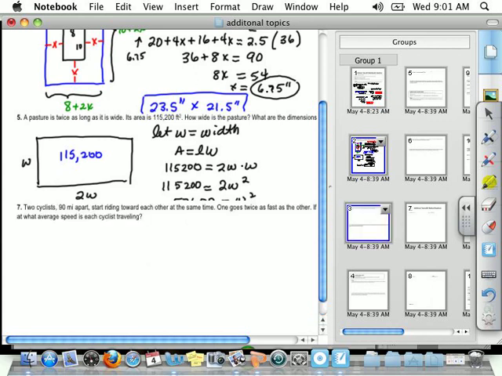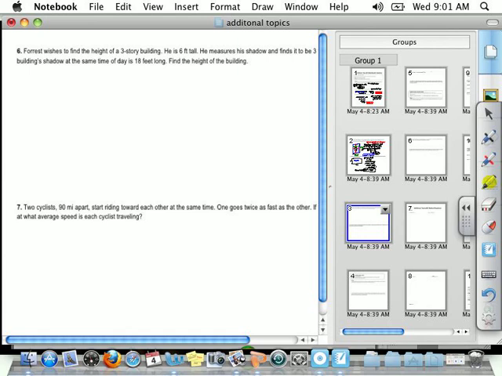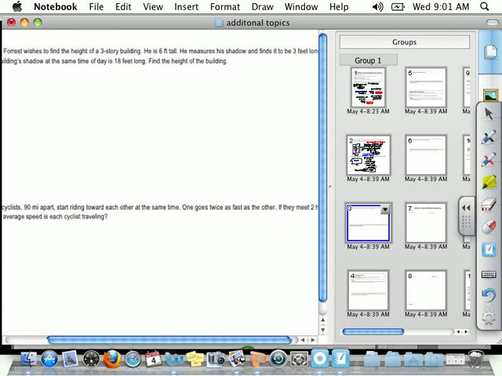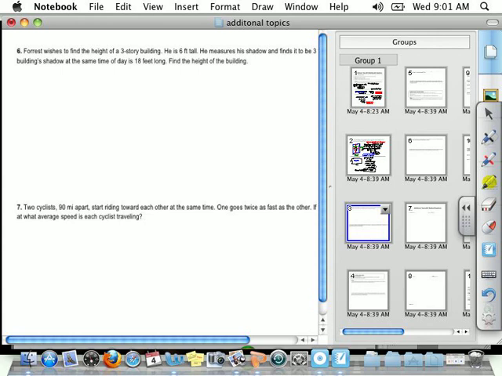Okay, next up. Forrest wishes to find the height of a 3-story building. He is 6 feet tall. He measures his shadow and finds it to be 3 feet. The building's shadow at the same time of day is 18 feet long. Find the height of the building.